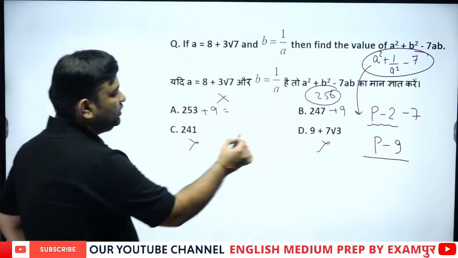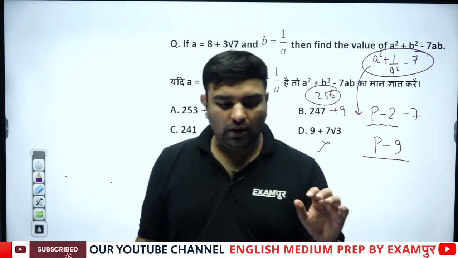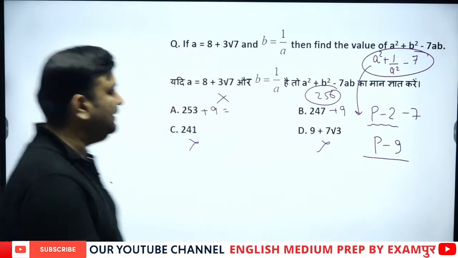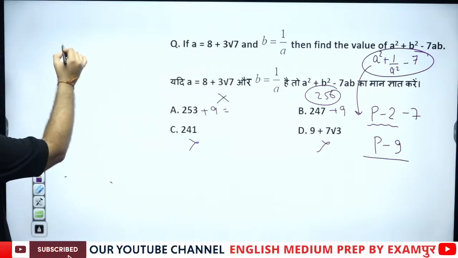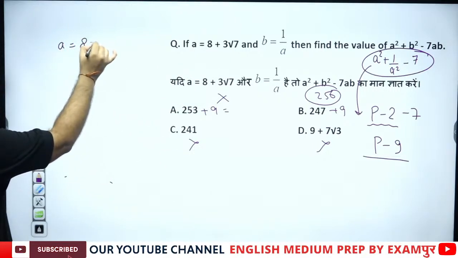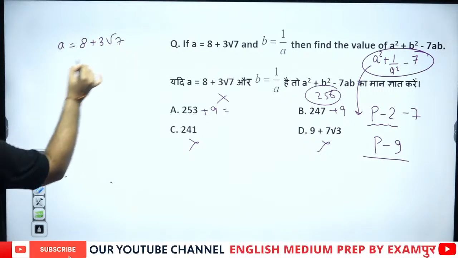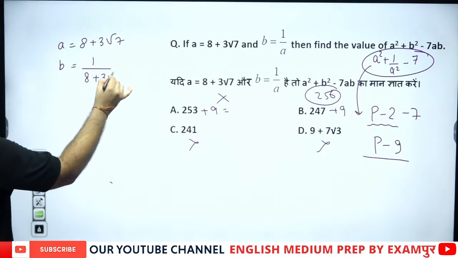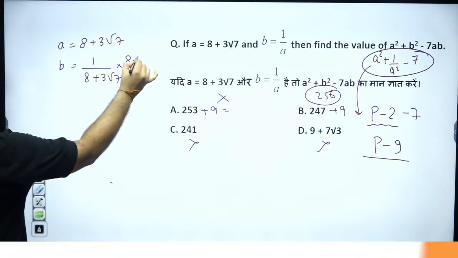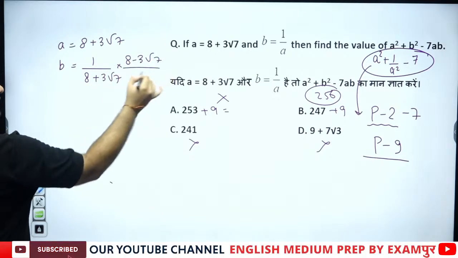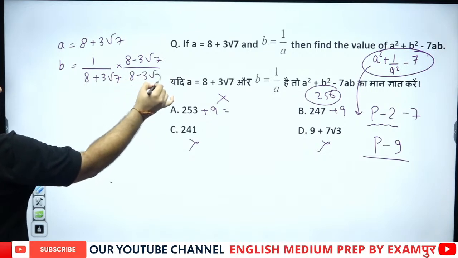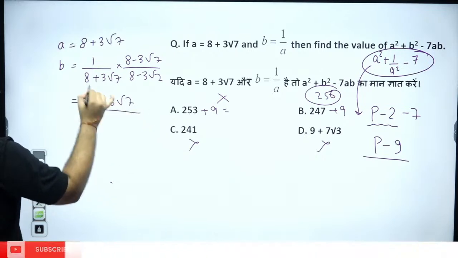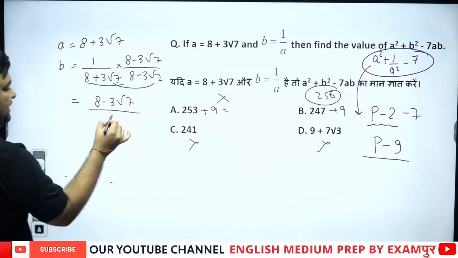So the answer would be 257. However, if you want to do it completely, then if A is 8 plus 3 root 7, then B is 1 upon 8 plus 3 root 7. Rationalize by 8 minus 3 root 7. It will become 8 minus 3 root 7, and in the denominator, 64 minus 63, which is 1.